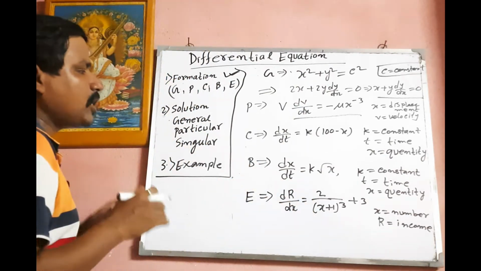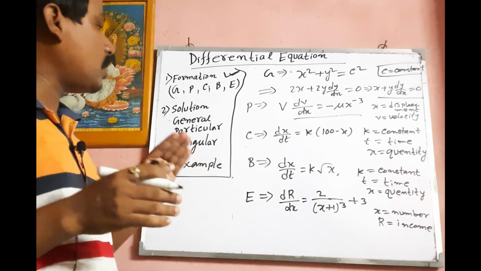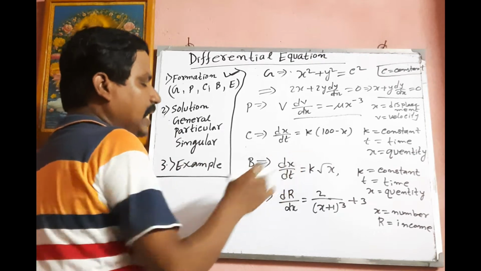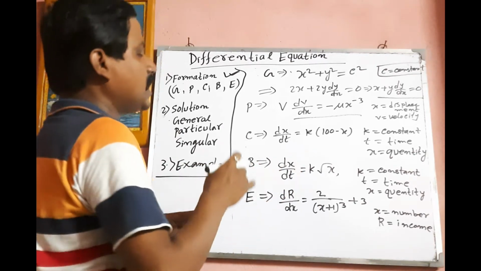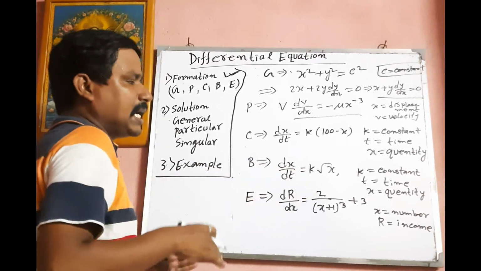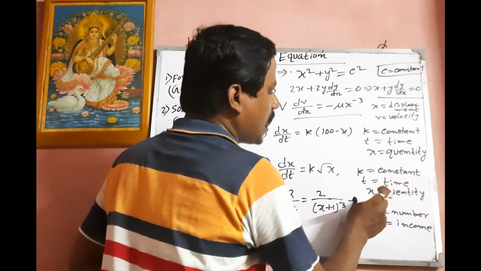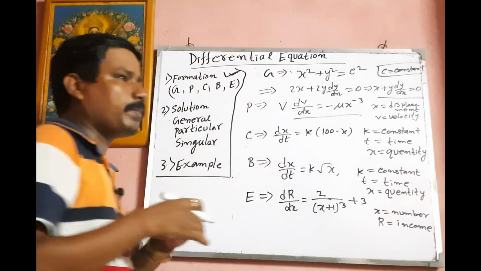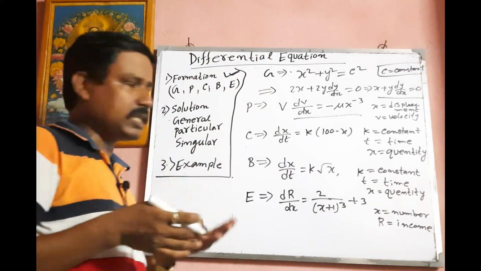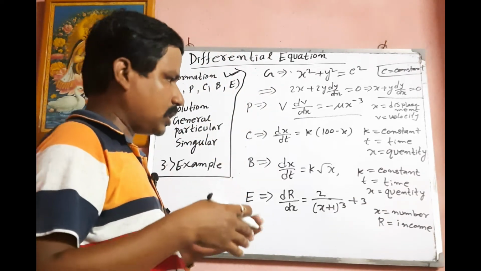And now the biological differential equation will be of this type: dx by dt is equal to k times root under x, whereas k is a constant, t is time, and x is a quantity of germs, a quantity of something related to biology.